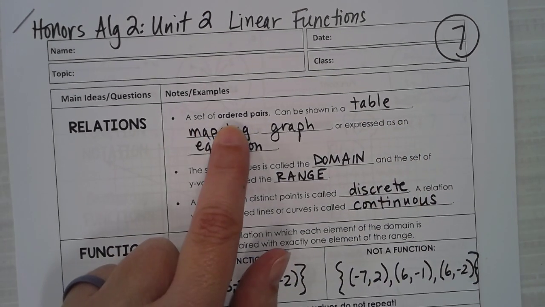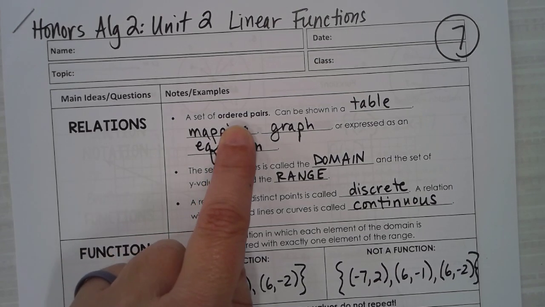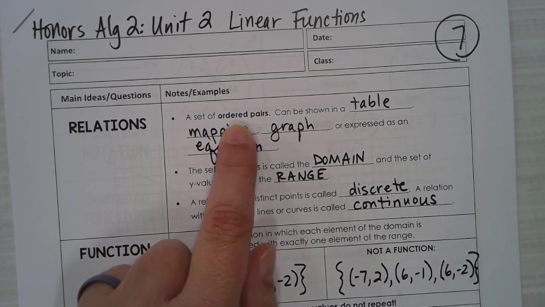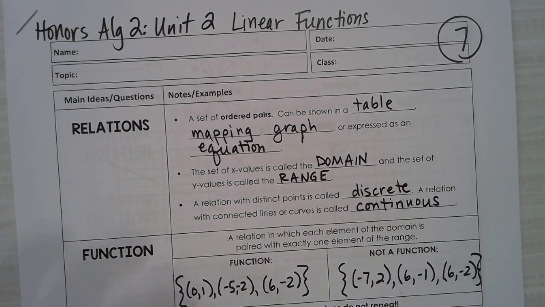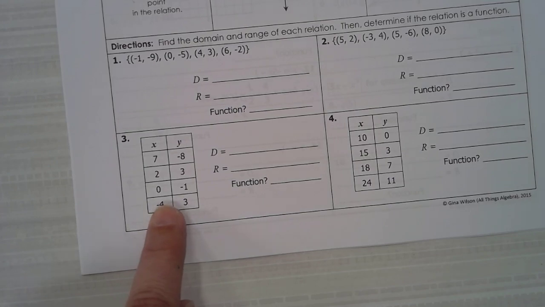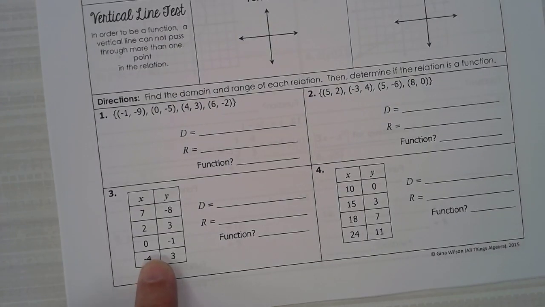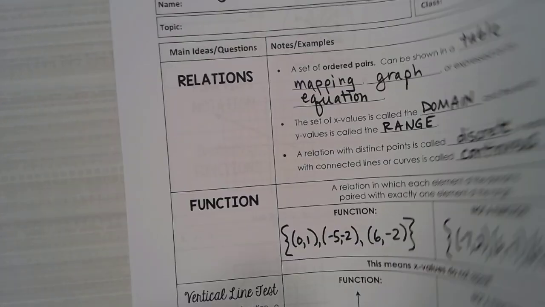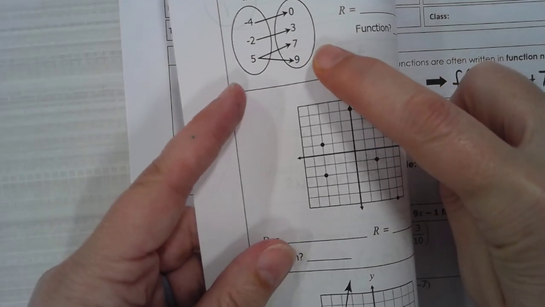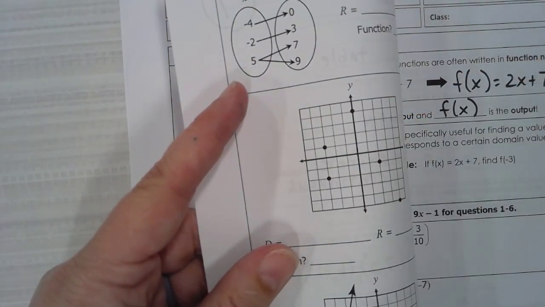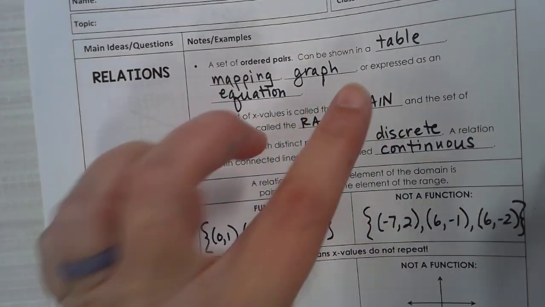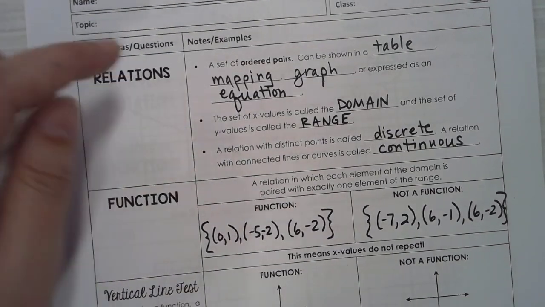We usually put relations as an ordered pair so that you have the value of those two things. We can write it as a table, which looks like this. We could put it as a mapping, which looks like this. Do you recognize that? We'll talk about the mapping. We could obviously have a graph or an equation. Y'all are familiar with those.